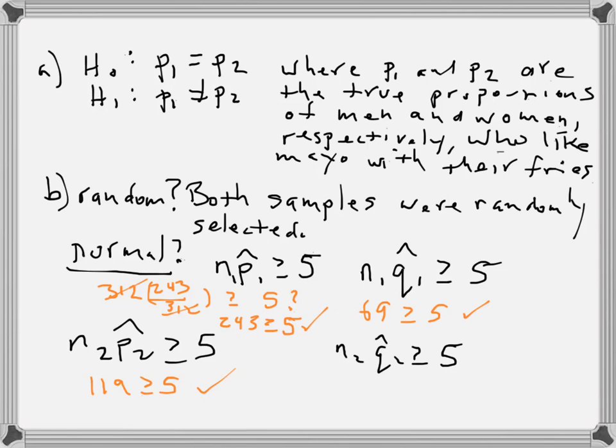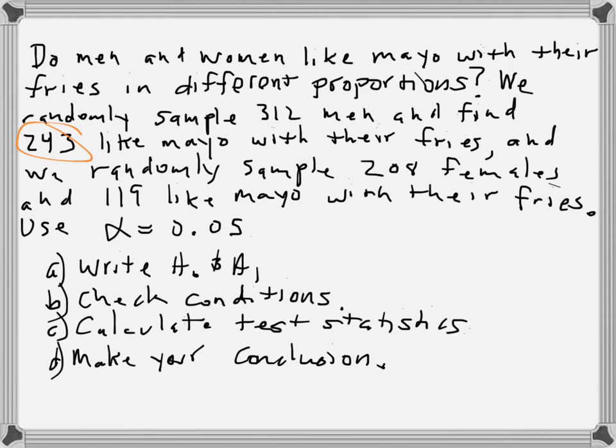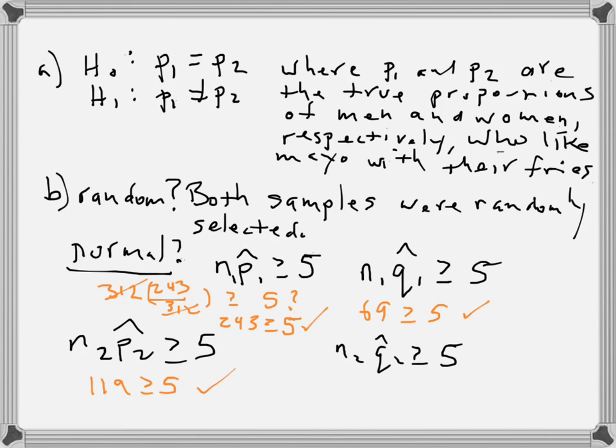Check. And in this case, 119 out of the sample size of females, which was 208, means that there are 89 females who did not like mayonnaise with their French fries. And 89 is indeed greater than 5. We're almost there, folks. So let's calculate our test statistics.